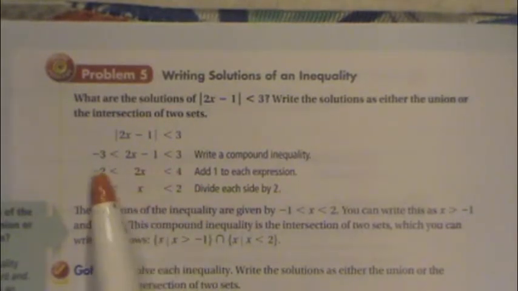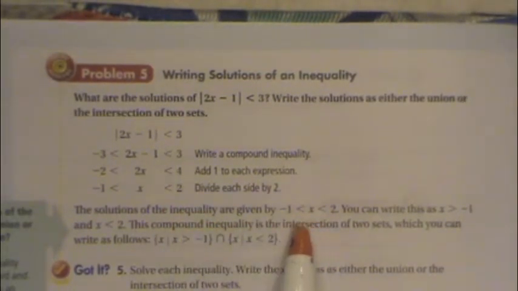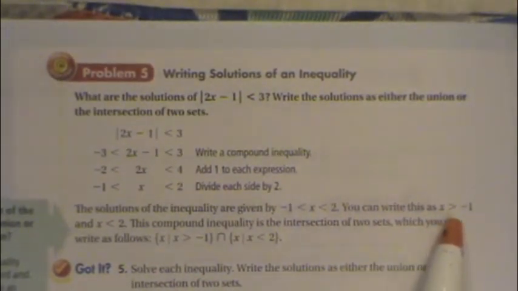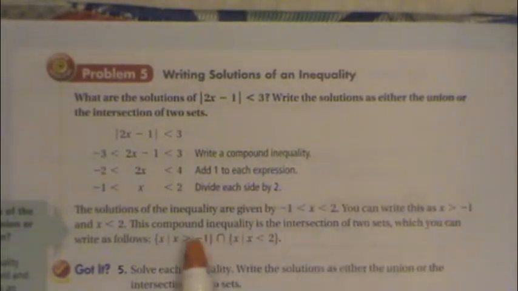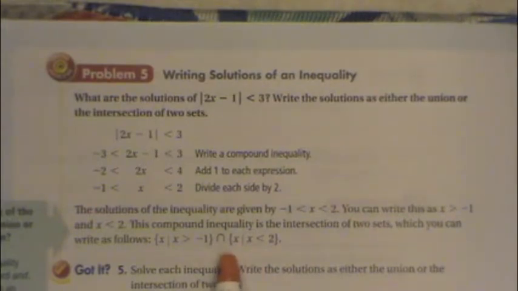Then you have to divide each section by 2. So we have negative 1 here and 2 here. So this is how they express the solutions. Then they break it down and say, well, you could write the same thing as x is greater than negative 1 or x is less than negative 2. Once you have that, you can write it as set builder notation. X is greater than negative 1 can be written like this. X is less than negative 2 can be written like this. And then the only question is, which one is that? A union or an intersection? Well, we need both of these things to be met, so this is going to be an intersection.